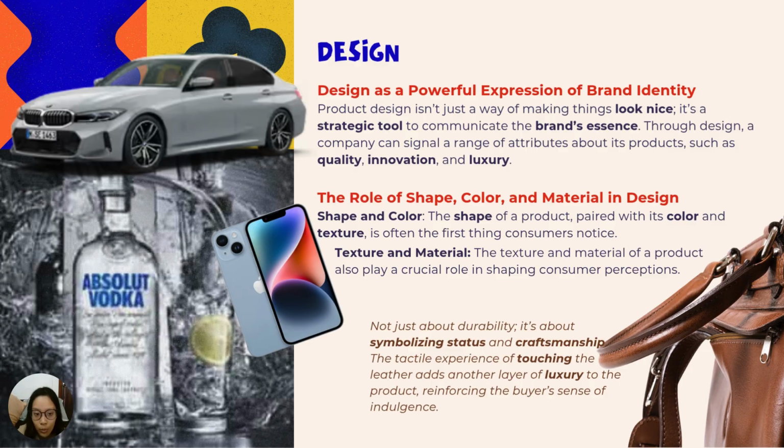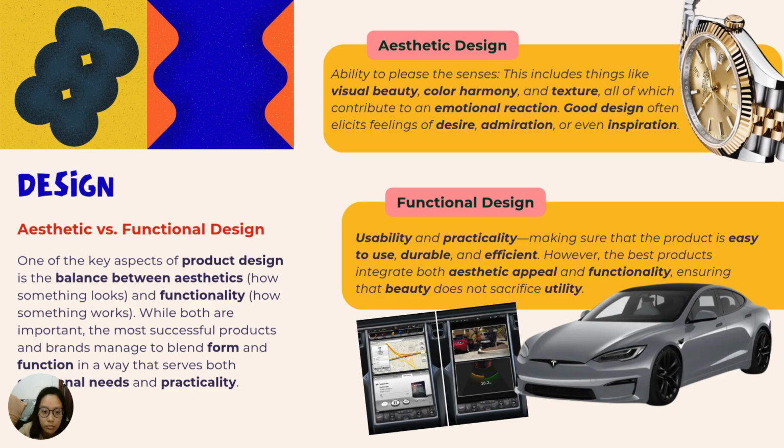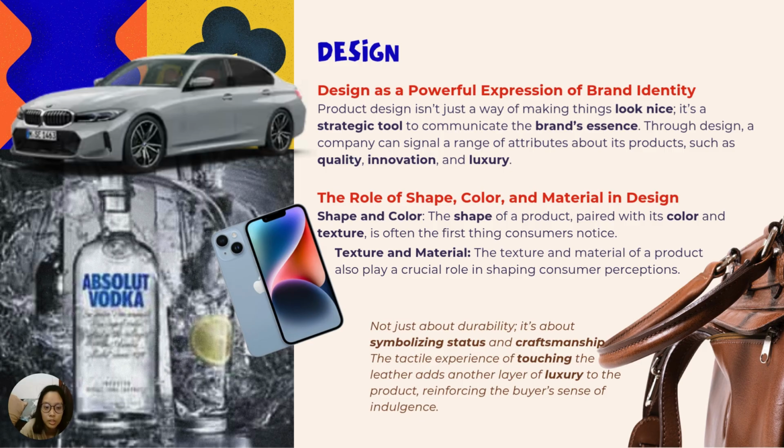So, moving on to the role of shape, color, and material in design. The shape of the product is more than just how it fits into your hand. It conveys meaning. It's a combination of form and function, and together with color and material, it forms a complete aesthetic experience. It's the first thing that you're gonna see, right?